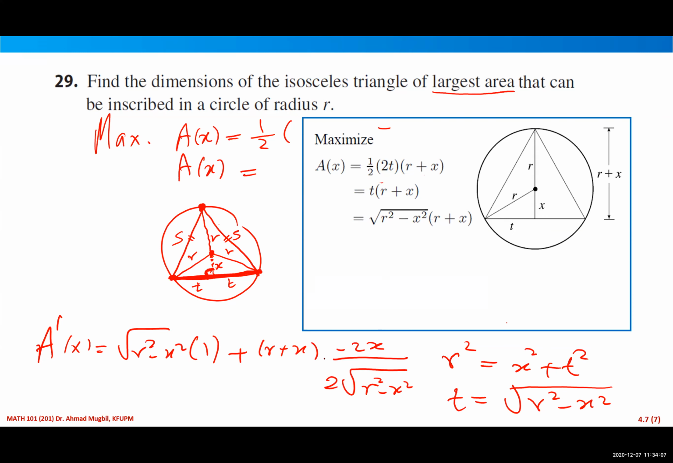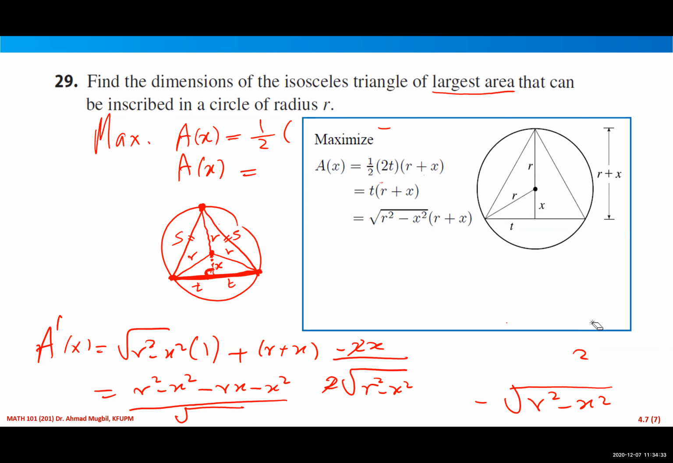Now you need, of course, to find the critical number. You need to simplify it. You will multiply this by this. 2 will be cancelled with 2, and you will have here r squared minus x squared minus rx minus x squared over the square root. And you need to put this equal to 0, and simplify it.